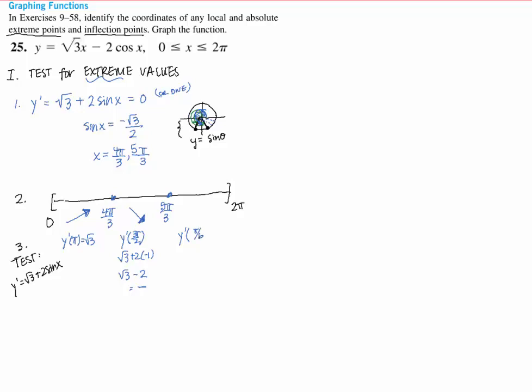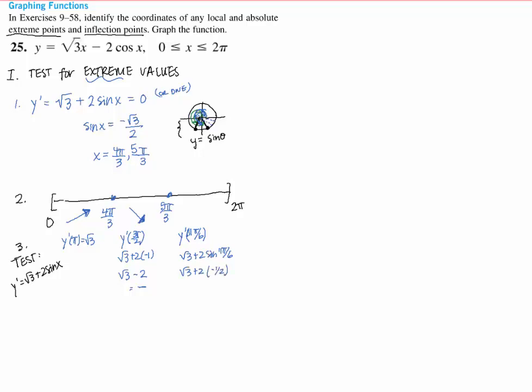2 pi in terms of pi over 6 would be 12, but we're not quite there. So we must be at 11 pi over 6. So that's the square root of 3 plus 2 times the sine of 11 pi over 6. And 11 pi over 6 is negative half. That's the square root of 3 plus 2 times negative 1/2.